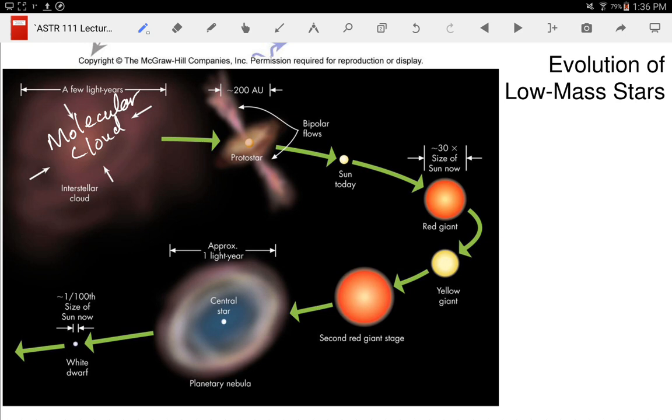Because of rotation, if you have your arms out and you spin slowly, what's going to happen to your rotation when you pull your arms in? Go faster. You go faster for conservation of angular momentum. So as you have this big cloud and things shrink in, it spins a lot faster. And as it spins, it tends to form a flat disk, and you have material that's getting pulled in that then gets redirected out to make these things that are called bipolar flows.